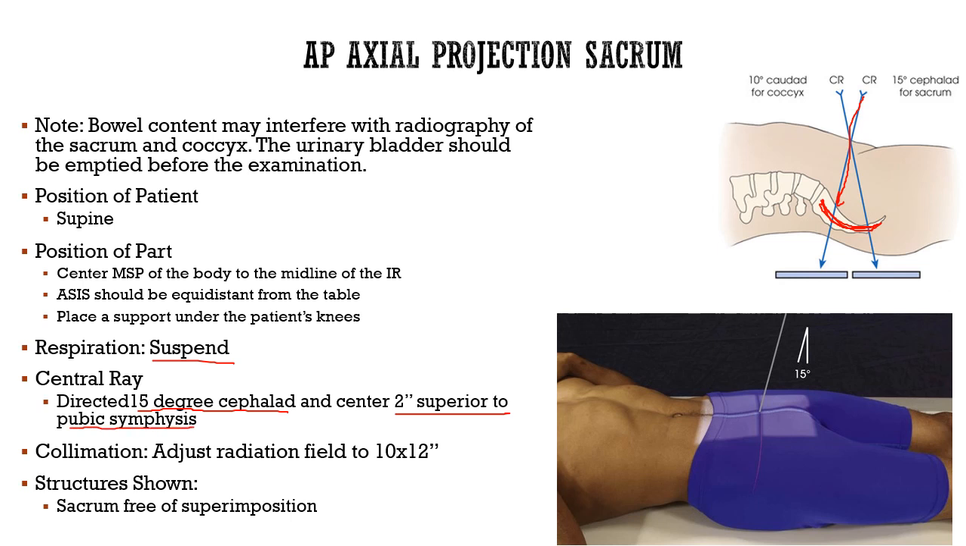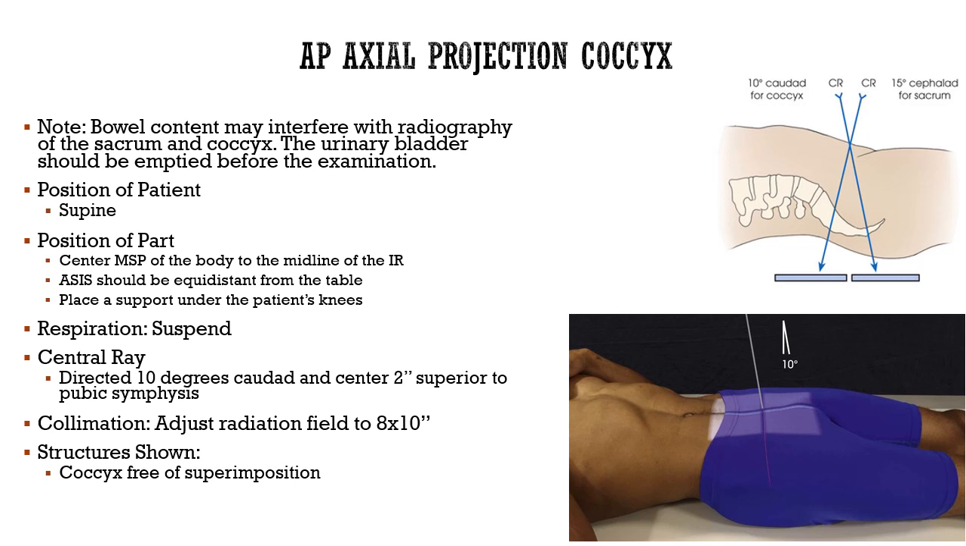We're going to collimate down to a 10 by 12, and the sacrum should be free of superimposition and should not be foreshortened. The coccyx, on the other hand, lies at a natural 20-degree angle in the body. So we're going to angle 10 degrees in the opposite direction, and the same notes apply about the bowel content as well as the bladder. The patient is still supine.